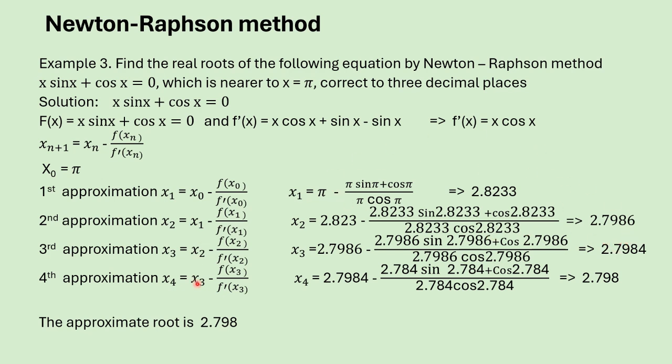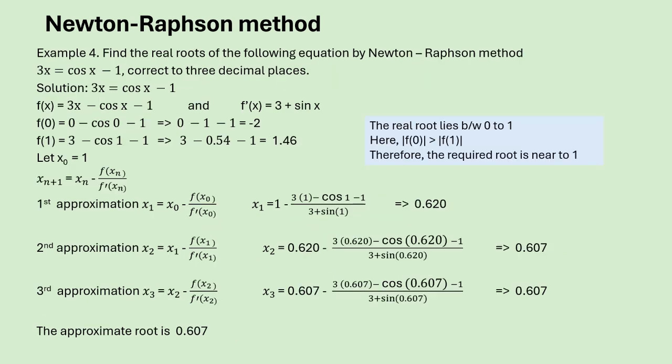Now we have to carry out the next iteration, keeping the x2 value and substituting, we get this. Again we do the next iteration, taking the value of x3 which we got from here. Here we are placing x3, and in f of x we have to place the value of x3. We get this. And similarly for f dash x, we have to place the value of x3. We will get this. On simplification, we get 2.798. This value and this value are the same, so we can stop the iteration, and the approximate root is 2.798.